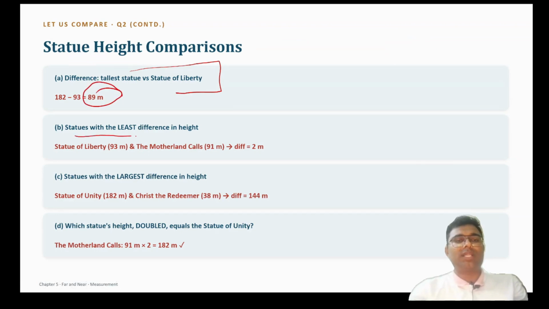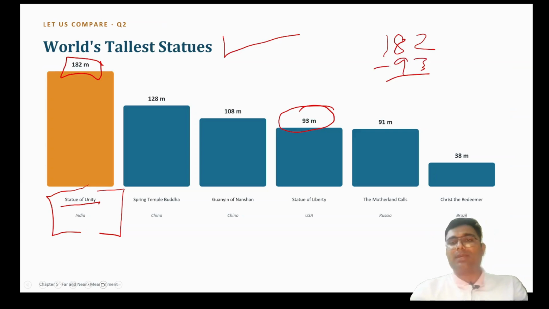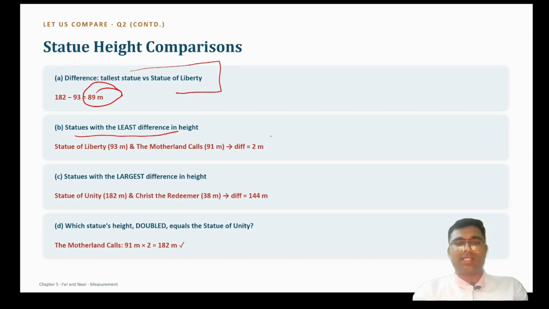Next is the statues with the least difference. सबसे कम difference कहाँ पे है? So you can see here the difference is, they are almost the same, just a minor difference is there, and the minor difference is of 2 meter. Statue of Liberty and the Motherland Calls.